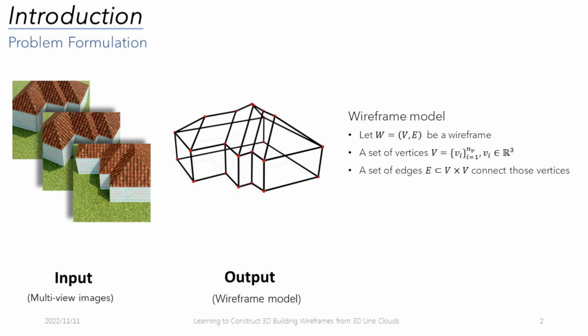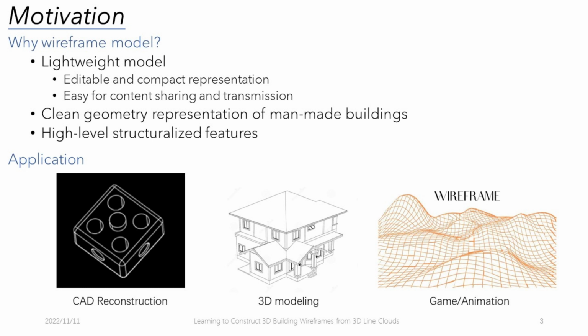Our method takes multiple images as input and outputs a 3D wireframe model, which is specified by a set of junctions and edges as shown on the right. The wireframe model is widely used because it is a lightweight model and has a clean geometry representation of man-made buildings with a high-level structuralized feature. We prefer a lightweight wireframe model because it is an editable and compact representation and easy for content sharing and transmission.